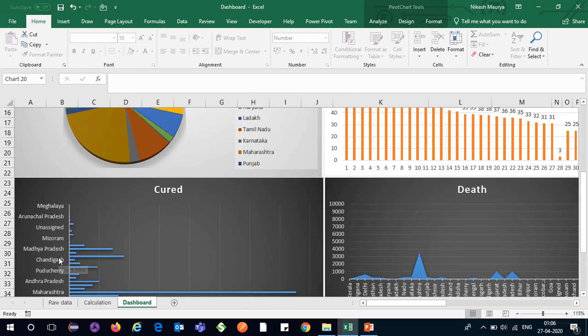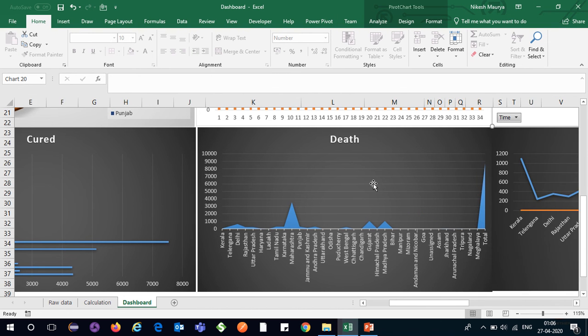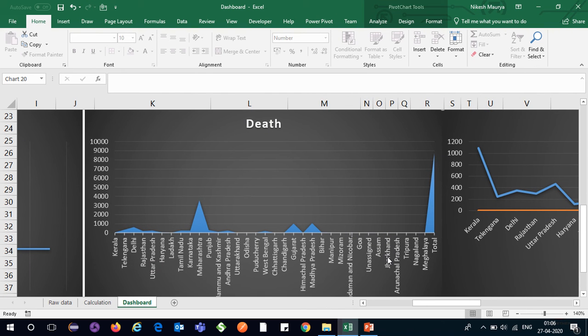Now here is the chart explaining the cured people. In Maharashtra, the largest number of cured people was found. And about the deaths, the number of deaths is highest in the Meghalaya region, and a moderate amount of deaths are found in Maharashtra, Karnataka, Delhi, Gujarat, and Madhya Pradesh, as you can see in the chart.